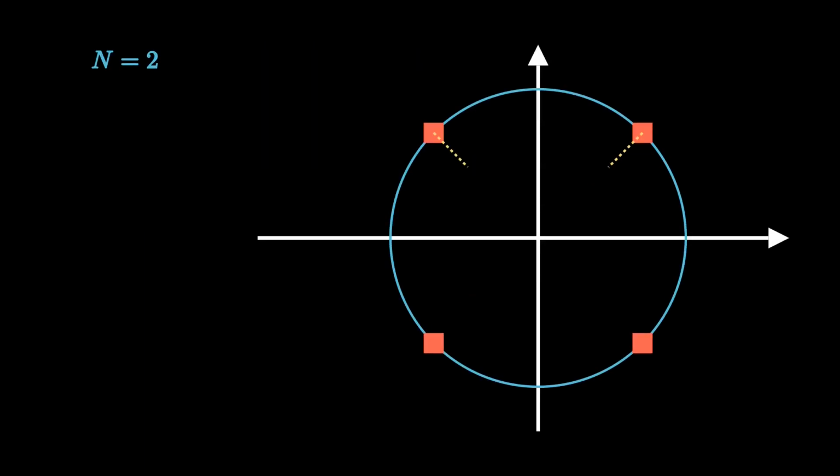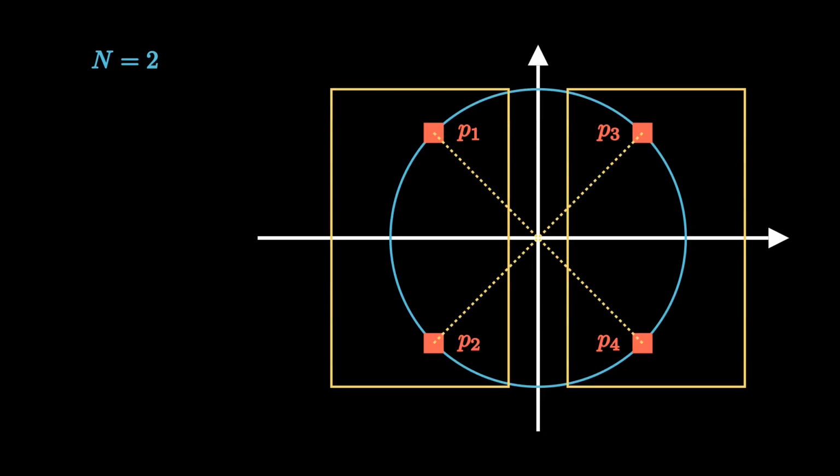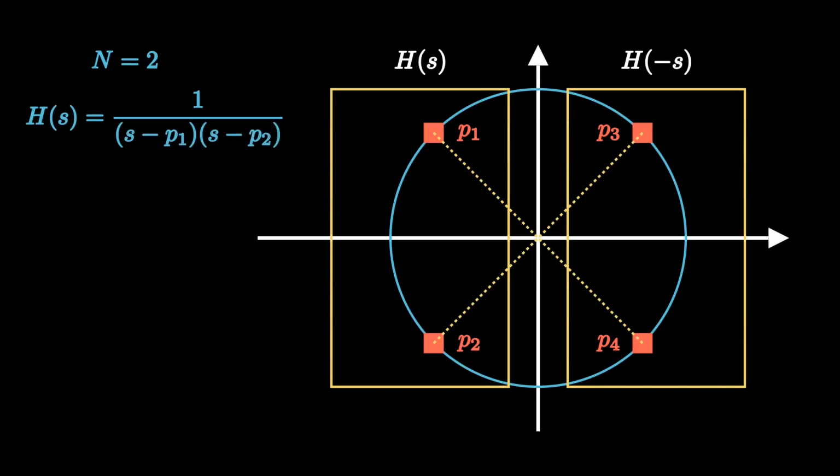Let's take n equals 2 for moderate complexity and better clarity. The poles are located on the unit circle with angular interval of 90 degrees, or a quarter of 360 degrees. At first glance, we thought we might be looking at an unstable system, but that's not true. The poles on the left side of the imaginary axis belong to H of s, while the poles on the right side belong to H of minus s. To construct the transfer function, take the poles from the left side of the imaginary plane, then assign each of them to the denominator of the transfer function.